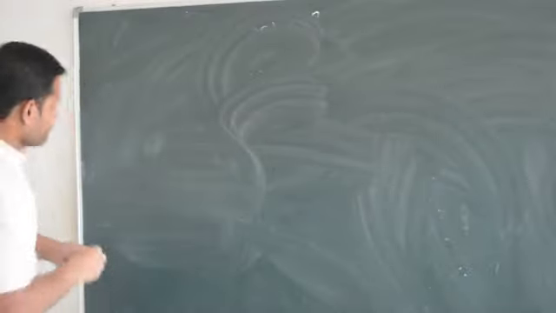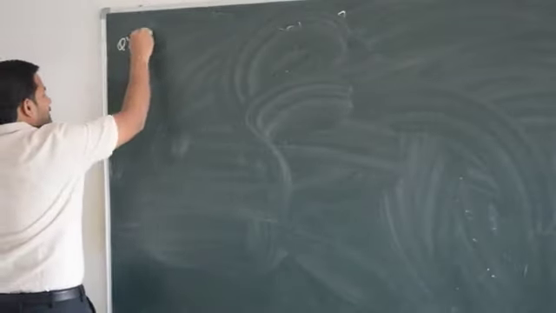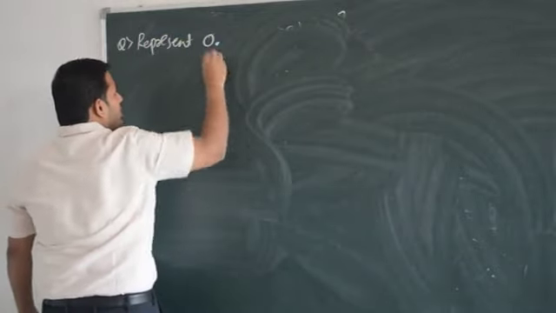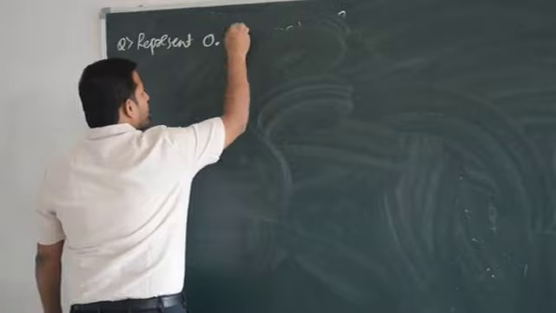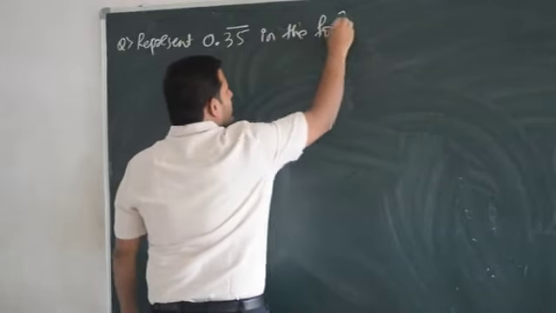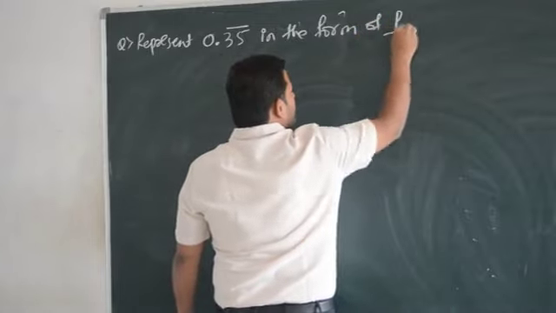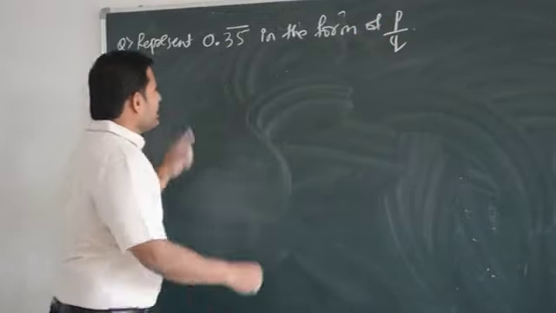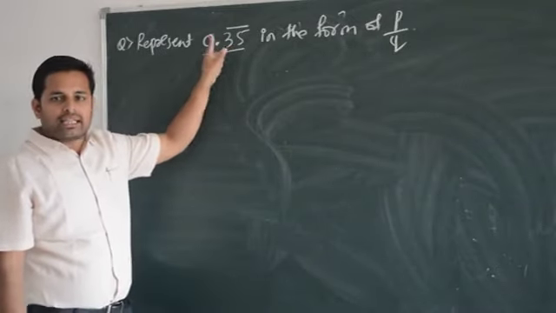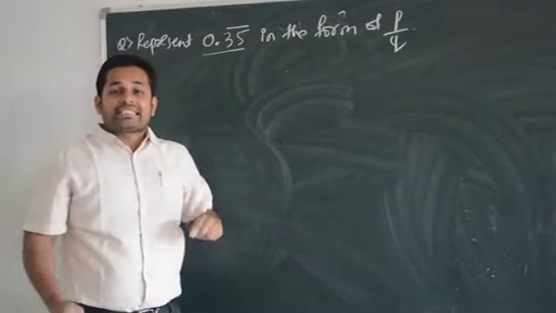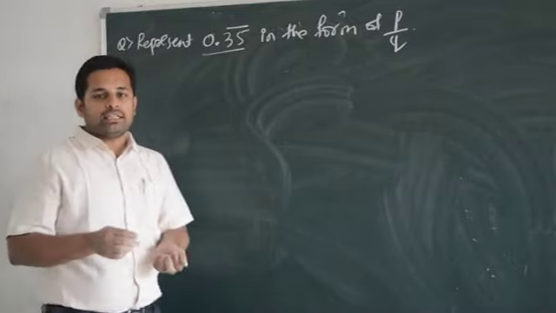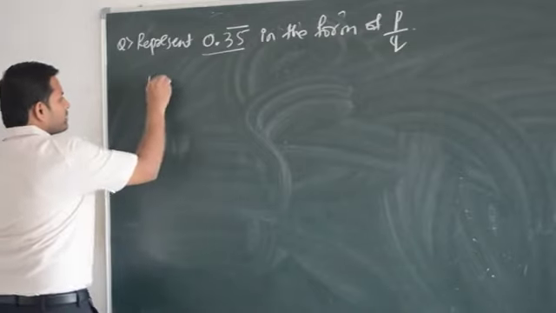Let us take this. Represent 0.35 bar in the form of p by q. Of course, is it a rational number or not? Yes, it is a rational number. Why? Because it won't terminate. 35 will continue, it is recurring. No, it is repeating. 35 continuously it is repeating. That's why it is a rational number. How to do this? Tell me.